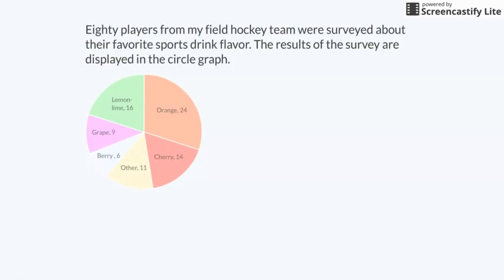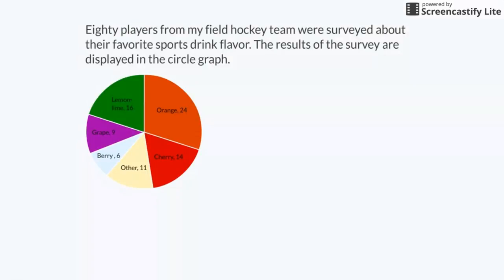The circle graph shows the flavor of the sports drink and the number of players who chose it as their favorite. We have orange with 24 votes, cherry with 14 votes, other with 11 votes, berry with 6 votes, grape with 9 votes, lemon lime with 16 votes.